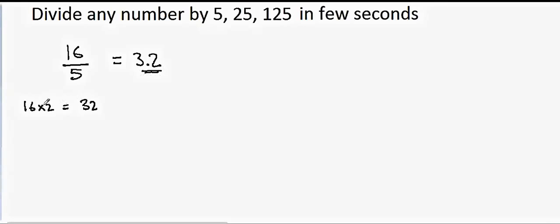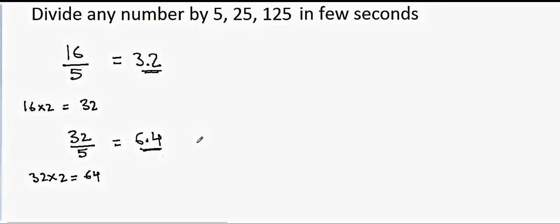So what I did is I just doubled the number, and then I put a decimal after one digit on the right. Again the trick, suppose I have 32 and I want to divide it by 5. In this case the answer will be 32 times 2, that is equal to 64, right? So the answer will be 64, and then I put a decimal after one digit, that is 6.4.